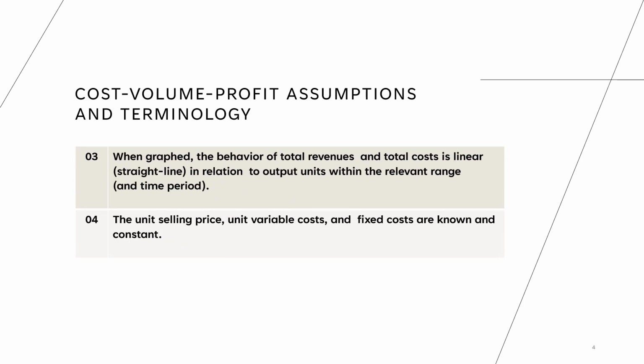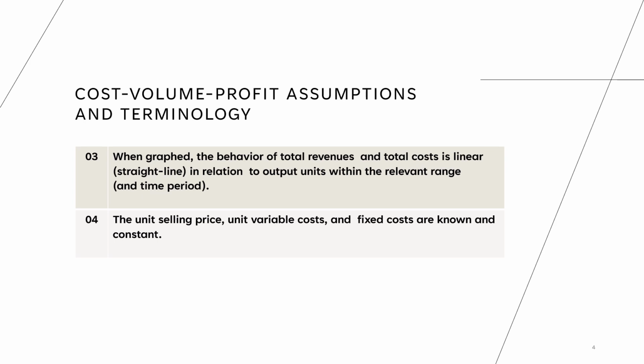Okay, the third assumption and terminology of the CVP is that when graphed, the behavior of total revenue and total cost is linear, which means a straight line in relation to output units within the relevant range and time period. So if we look into the total revenue, this refers to the total amount of money earned by the business from selling its products or services. It includes revenue from all sales made within a specific time period.